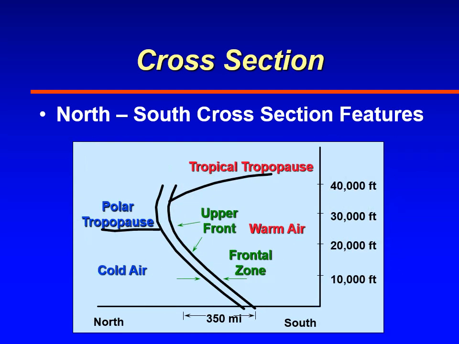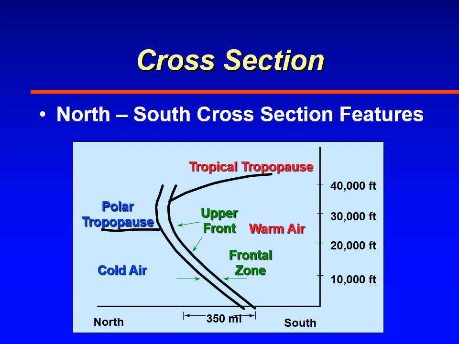If we take away the isotachs, we can see some structure to the atmosphere. You'll see the two tropopauses. One is tropical because it sits over warm air. The other one is the polar tropopause because it sits over colder air.